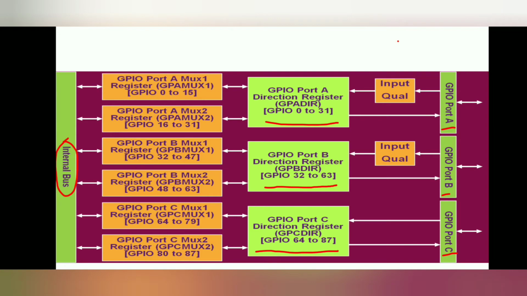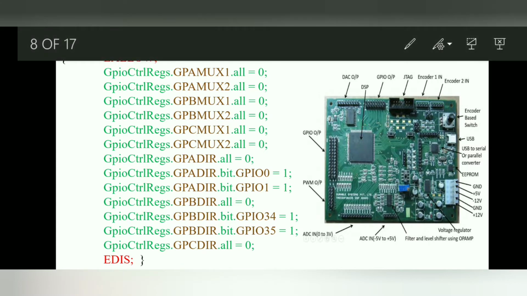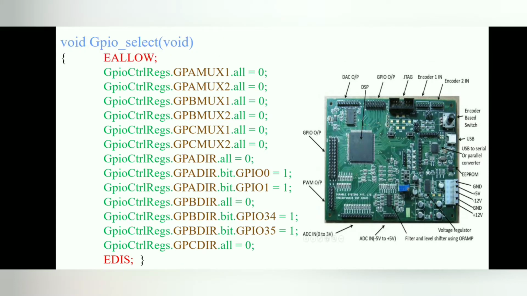Okay, first we will explain this one. All are protected registers, so here also we have used the same thing. We just allow all the registers, and at the last we disable all the registers after using this. So first, we need to use the GPIO pins as input/output pins or as EPWM pins.